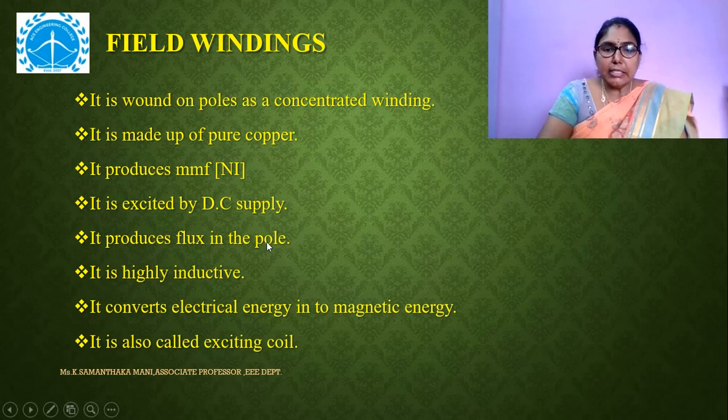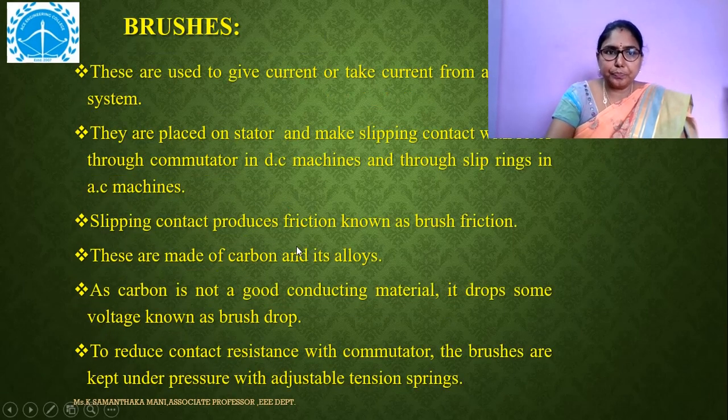It is highly inductive, as we are mentioning it is a coil. The resistance will be very small. It will be inductive in nature. And this winding is also called the exciting coil. It converts electrical energy into magnetic energy. That is why these are called electromagnetic poles.